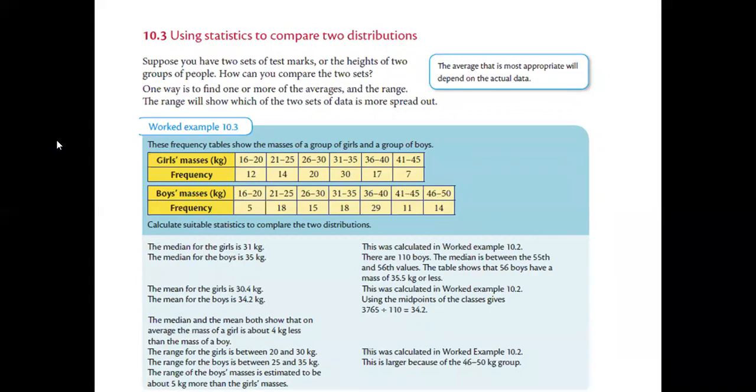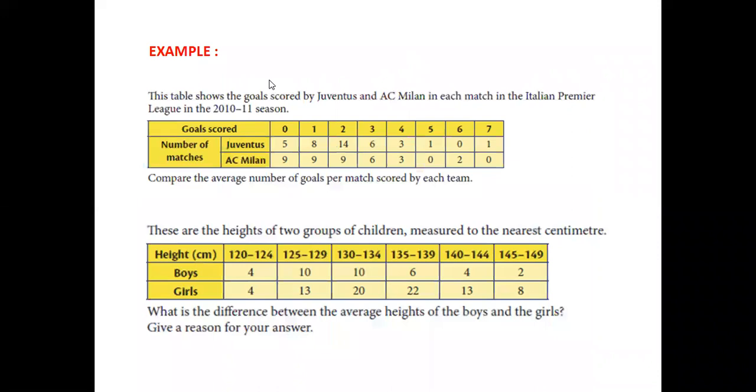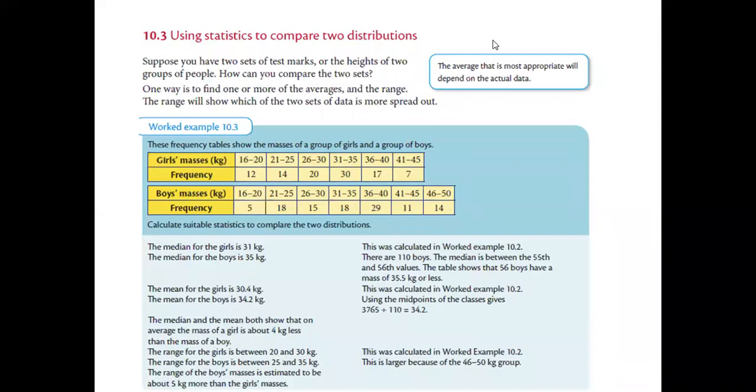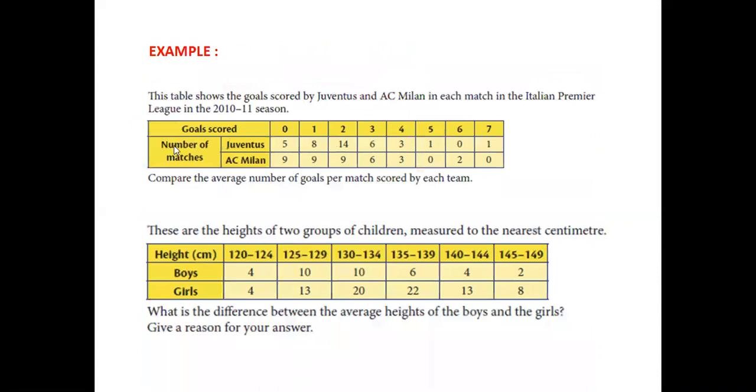So let's read. Suppose you have two sets of test marks or the heights of two groups of people, and how can you compare the two sets? One way is to find one or more of the averages and the range. The range will show which of the two sets of data is more spread out. So I want to show you with examples.